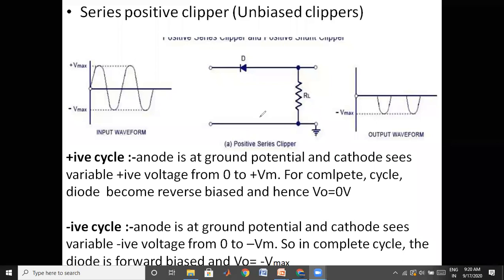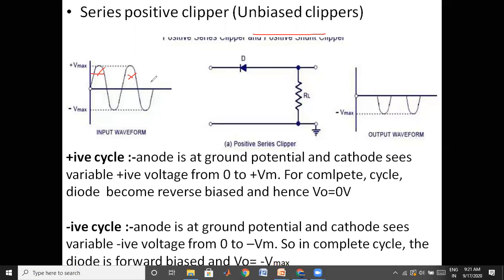Generally we have two types of clippers: series clipper and shunt clipper. In a series clipper we have a positive clipper and a negative clipper. If you want to cut down the positive waveform, that means if you don't require the complete positive pulse at the output terminal, it is an unbiased clipper.